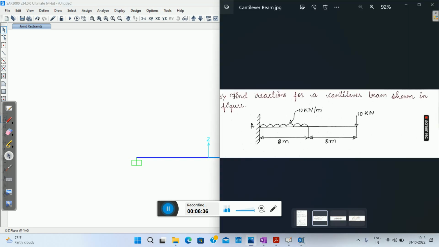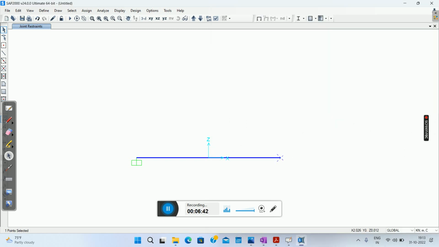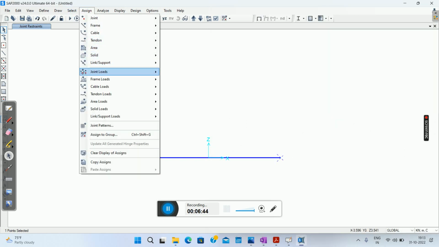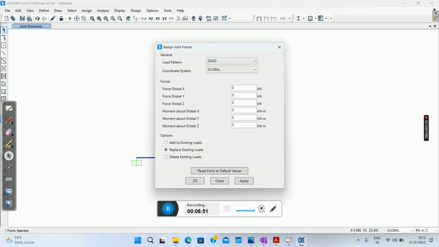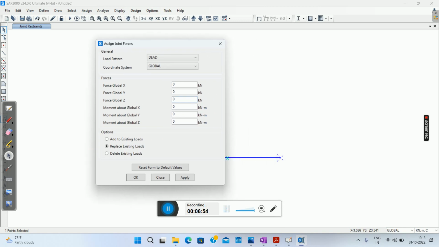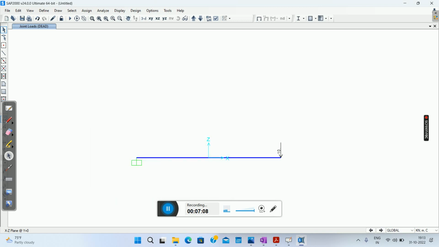Next you need to apply the load. See here, one is point load 10 kilonewton at the free end. So select this joint, assign. Select this one, joint loads, force. So in which direction? It is in Z direction. So minus 10. See here you can see the load, 10 kilonewton point load.